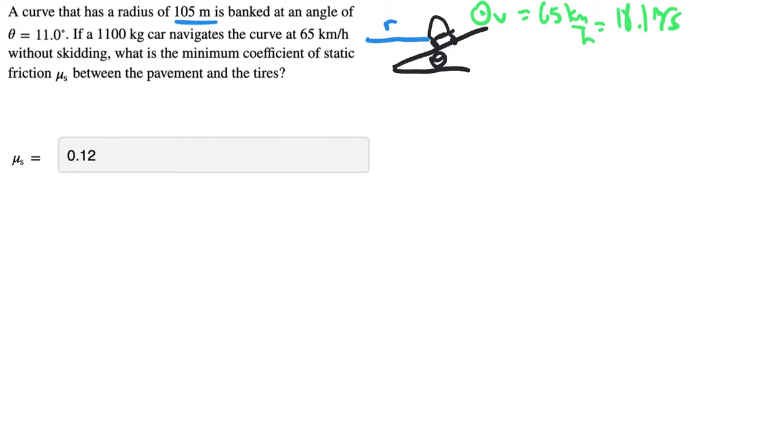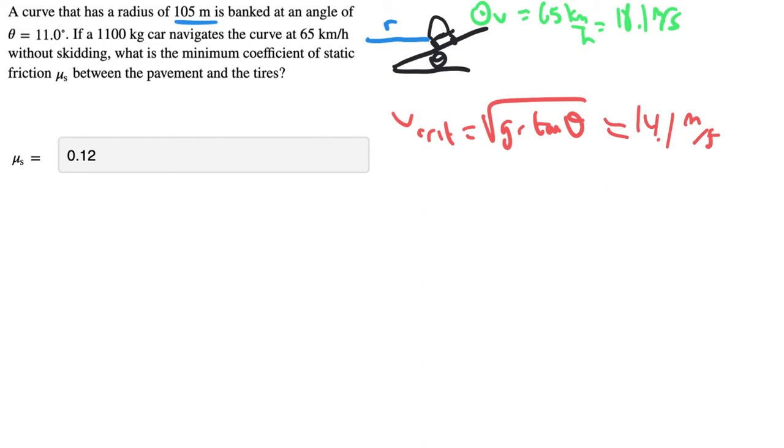So our first thing is to see which way this car is going to go. And we derived much earlier in the class that the critical speed is root g r tan theta. This turns out to be 14.1, which means the car is going faster than it needs to go around the curve, which means that in the absence of friction, it would drift higher up. That's going to be important because now we're going to talk about drawing the free body diagram.